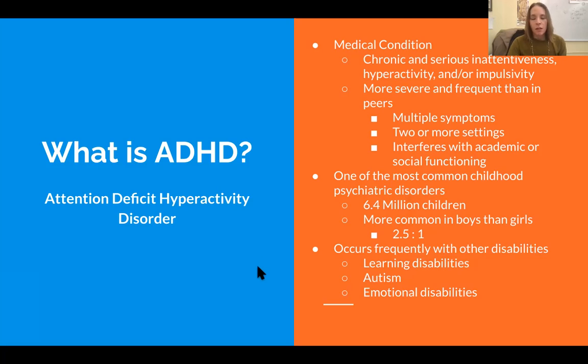And this other thing to keep in mind is that it does occur frequently with other disabilities. So for example, a student might have ADHD and another kind of learning disability, or perhaps autism, and then maybe they could also have some kind of emotional disability as well.